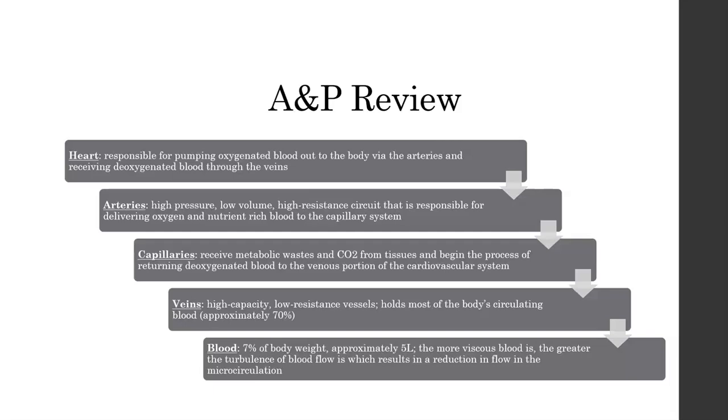And then last but not least, we have our blood. Our blood makes up about 7% of our body weight, which is approximately 5 liters. The more viscous blood is, the greater the turbulence of blood flow that happens, and that results in a reduction in the flow in the microcirculation. With blood, we have plasma that makes up about 60% of the blood volume, and then the remaining 40% is made up of red blood cells, white blood cells, and platelets.